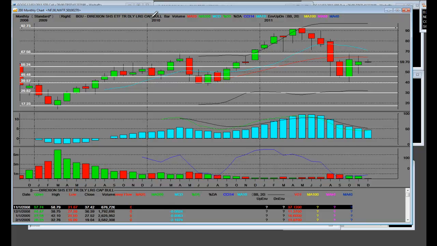BGU, large cap bull, at a monthly top, descending in value. The resistance level is sitting right here at 59.70. You've got to close, and the 10-month moving averages on these bulls are pointing down. However, they too have their calendar top reversals in the key ones that we were doing.